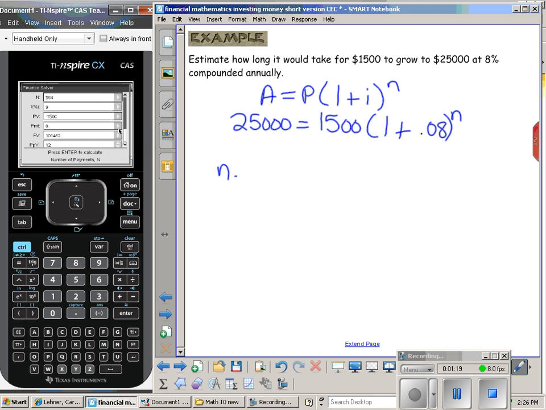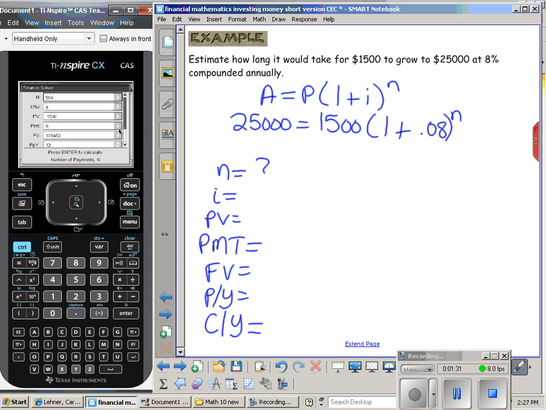So if we think about all the values that we are going to substitute into our calculator, here's what we have. N is what we're looking for. We want to know how long it takes. We know our interest rate is 8. Our present value, 1,500. Again, you must enter it in as negative 1,500. Our payment is 0. Future value is 25,000. Pay per year is 1 because it was annually. Compounding period is 1 because it was annually.